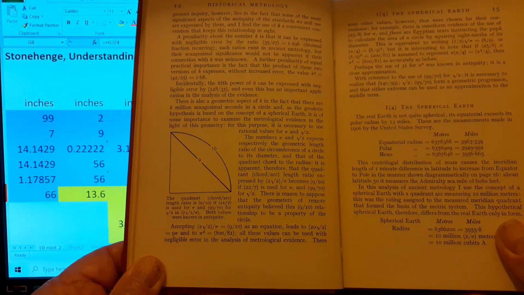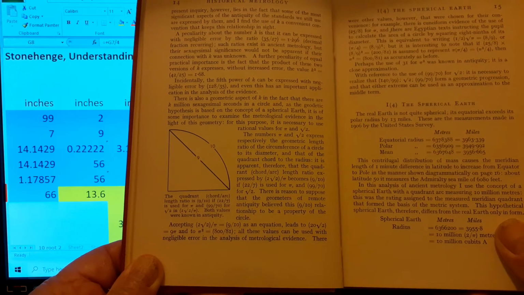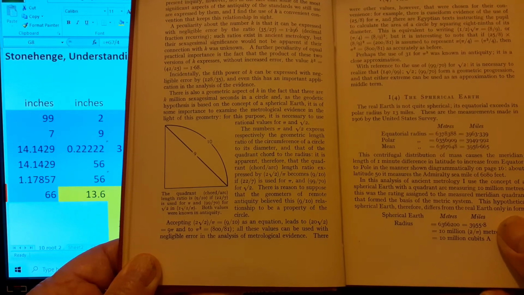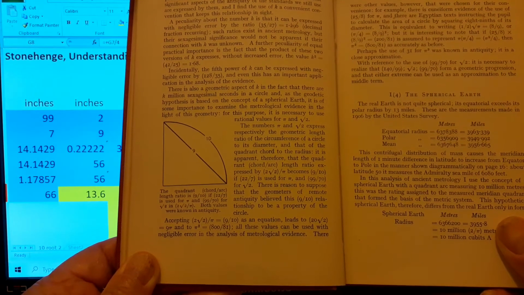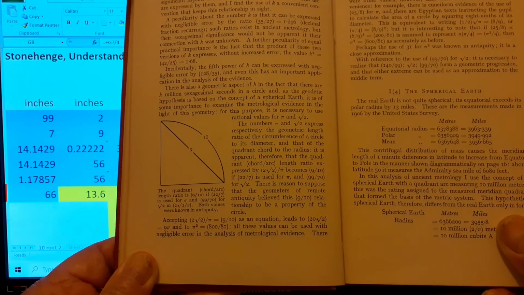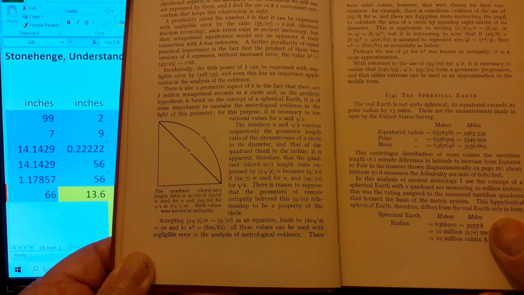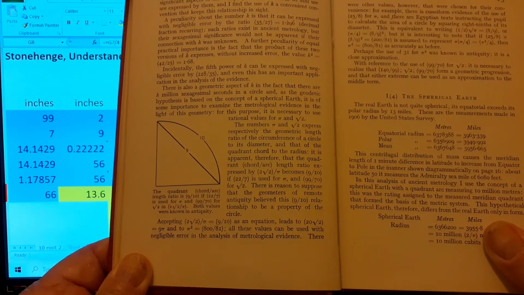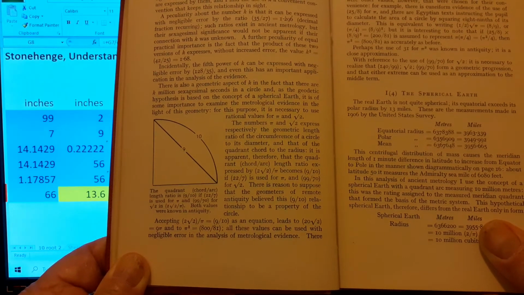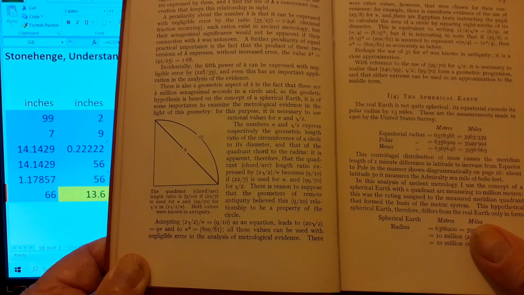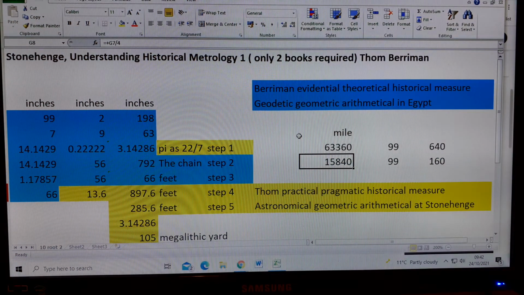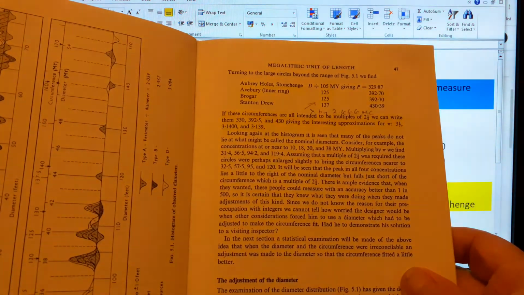The numbers pi and root 2 express respectively the geometric length ratio of the circumference of a circle to its diameter, and that of the quadrant chord to the radius. It is apparent, therefore, that the quadrant chord arc length ratio expressed by 2 root 2 divided by pi becomes 9/10. If 22/7 is used for pi and 99/70 for root 2, there is reason to suppose that the geometers of remote antiquity believed this 9/10 relationship to be a property of the circle. And that's it.